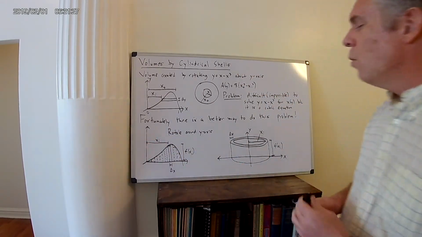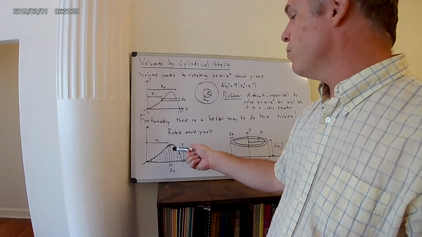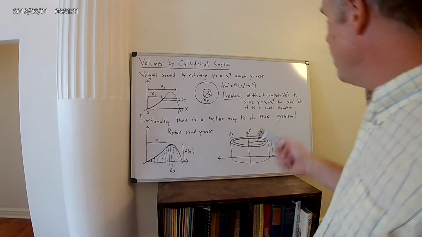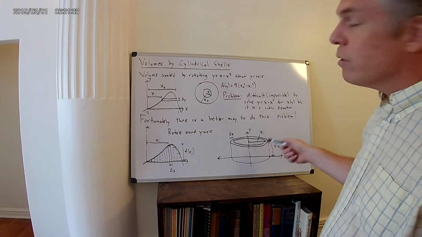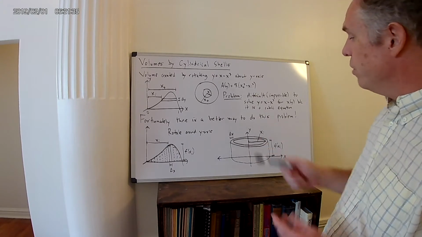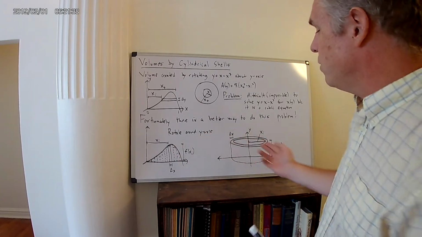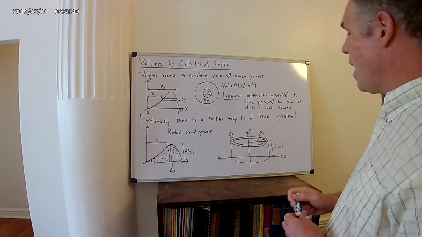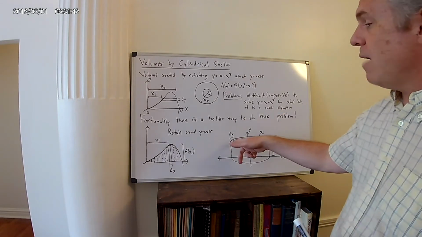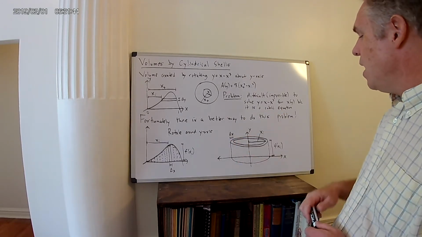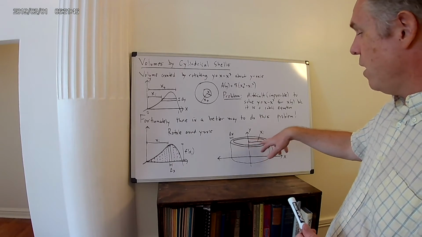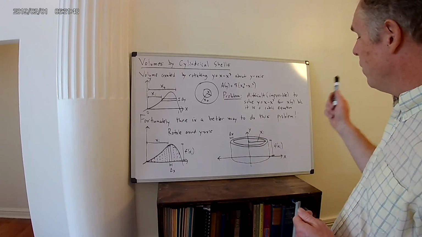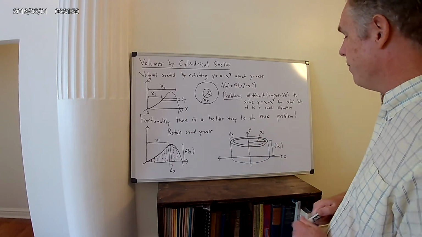What shape would be created by rotating this rectangle around the y-axis? The shape that would be created is a cylindrical shell, right? So this is taking this rectangle, rotating it around the y-axis. The shell would have a thickness delta x. It would have a radius of x sub i, and it would have a height of f of x sub i.